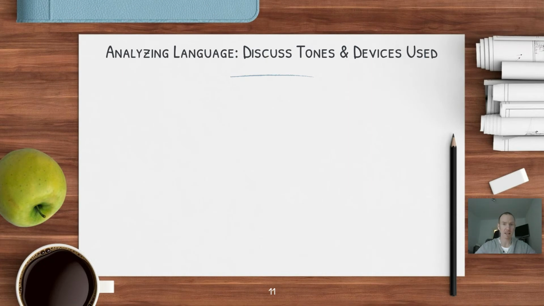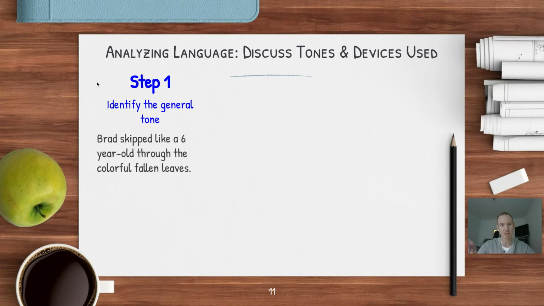So analyzing language, right? First, you want to discuss the tones and then discuss the devices. So step 1, identify the general tone. Brad skipped like a 6-year-old through the colorful fallen leaves. The general tone is descriptive, right? It's describing what Brad is doing.